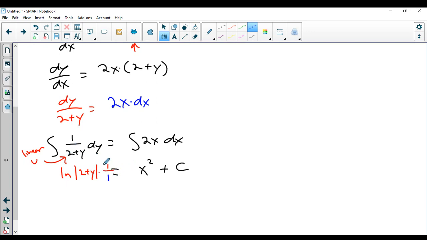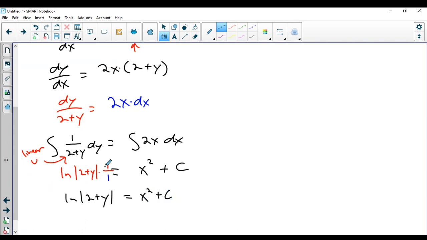So this is kind of a misleading question if you didn't see this, because you might think that you never had to do that 1 over the derivative stuff. But if this would have been 2 plus 3y, you would have multiplied by not 3, but 1 over 3. Okay? So that's what you end up getting here. So now I'll spruce this up a little bit. All right, you get the ln of absolute value of 2 plus y equals x squared plus c.